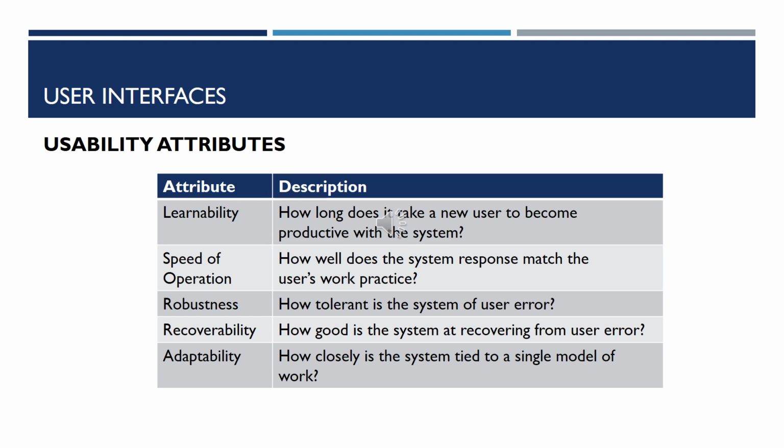Next is speed of operation. How well does the system response match the user work practice? Does your system make your user much slower than in their previous work? Does it make it a bit harder for them to use your system? Then it's a bit of a failure in this attribute.